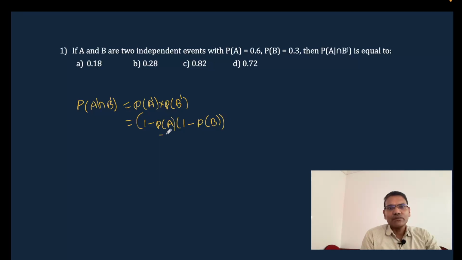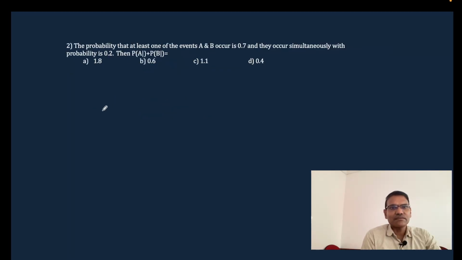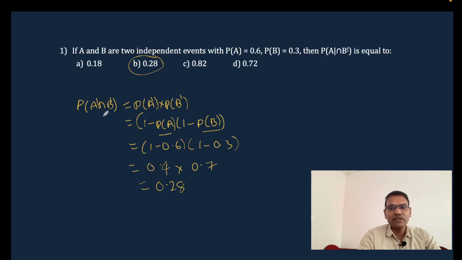We know the P of A and P of B values, that is 0.6 and 0.3. Just substitute here: 1 minus 0.6, 1 minus 0.3. Now this value is 0.4 into 0.7, and that value will be 0.28. Option B is the correct answer. The next question, is that okay?